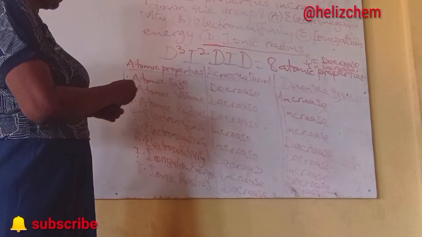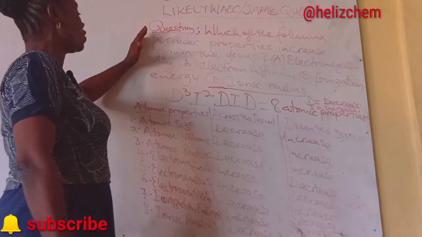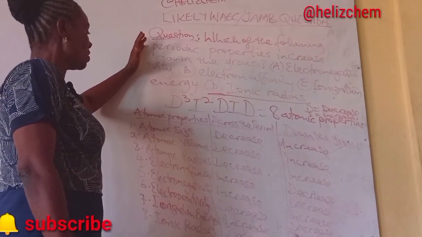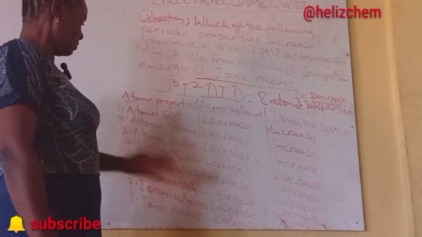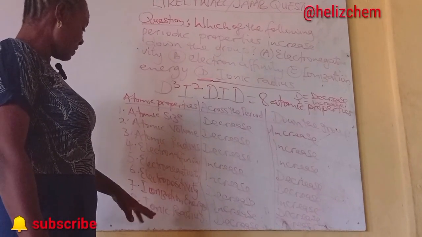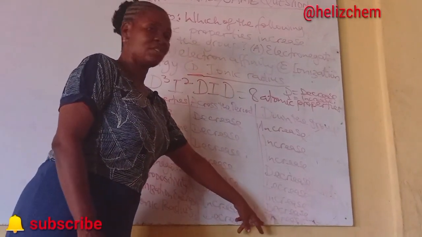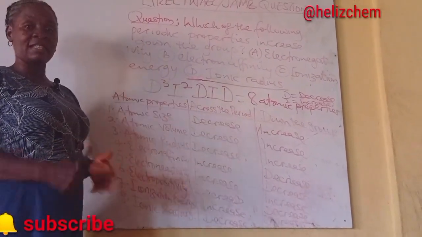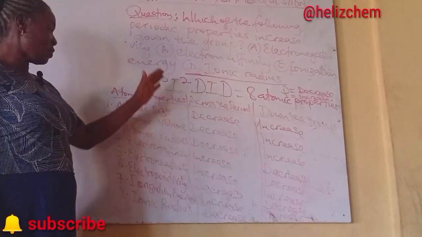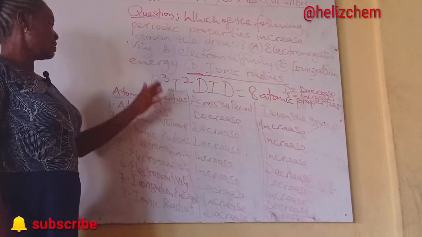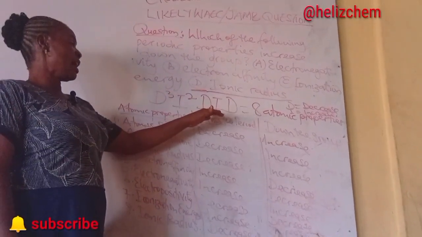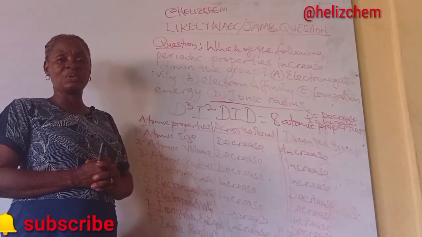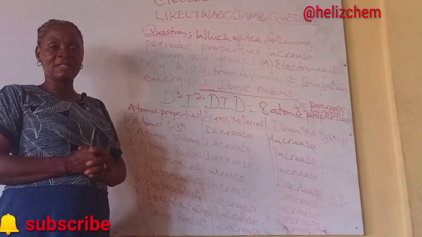So going back to the question, which of the following periodic properties increase down the group? Looking at this table now, the best answer is ionic radius, and that is the logic. So for objective questions like this on the periodic table, you can quickly draw your table like this, D3I2 DID, and that will help you to solve any objective question concerning atomic properties under the periodic table.